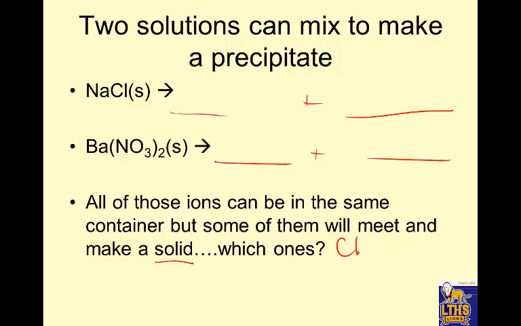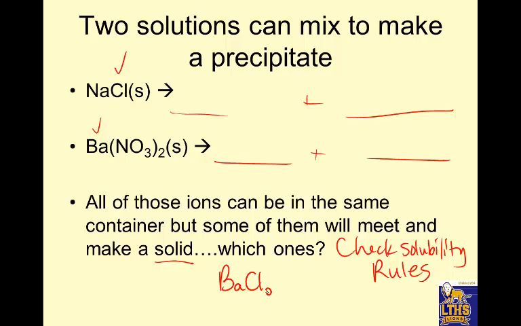Here's how you decide. Check solubility rules to see which ones are the least soluble. Okay, so when you check the rules, you're going to find that barium and chloride want to come together to make a solid because they're not very soluble. So if there's barium ions and chloride ions around, they will have more attraction for each other than the water has for them. So you'd get a barium chloride precipitate when solutions, all of those ions, are mixed together.